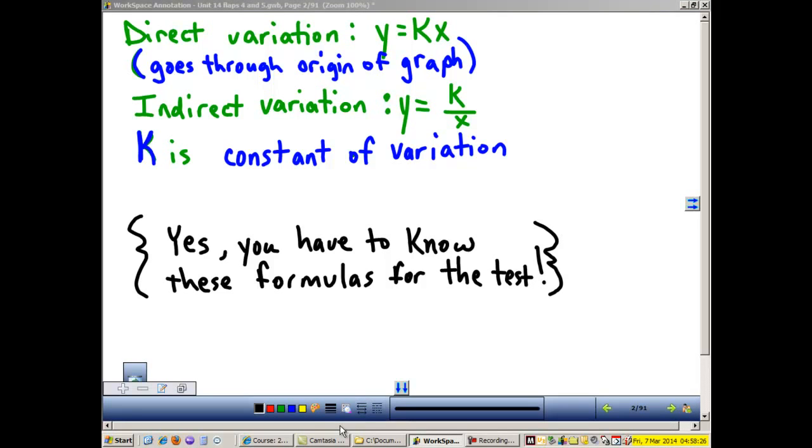Indirect or inverse variation, y equals k over x, is another type of variation that describes a situation in which one quantity increases and the other decreases. K is the constant of variation. K is not equal to 0.